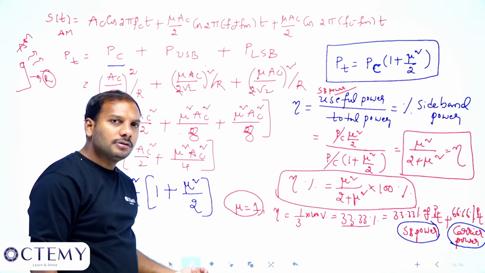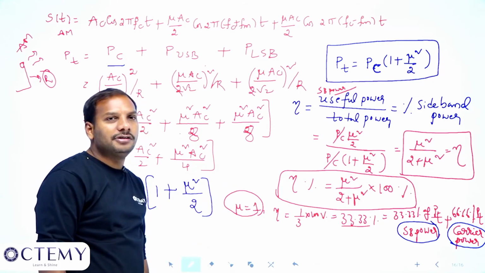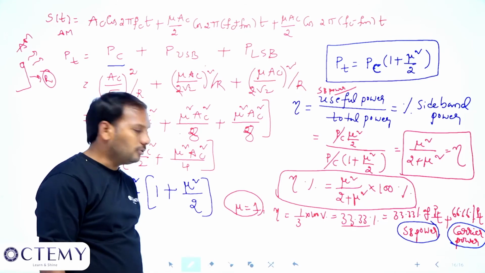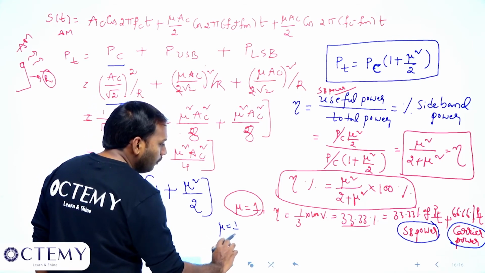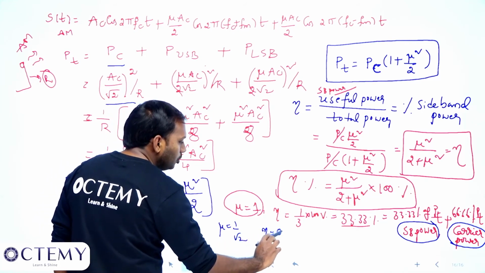Meaning, the efficiency is still not 33.33%. It is still less. It may be 30, it may be 20. Sometimes it will be 20 also. See here, one more example. If mu is equal to 1 by root 2, if you substitute, then efficiency you will be getting 0.2.